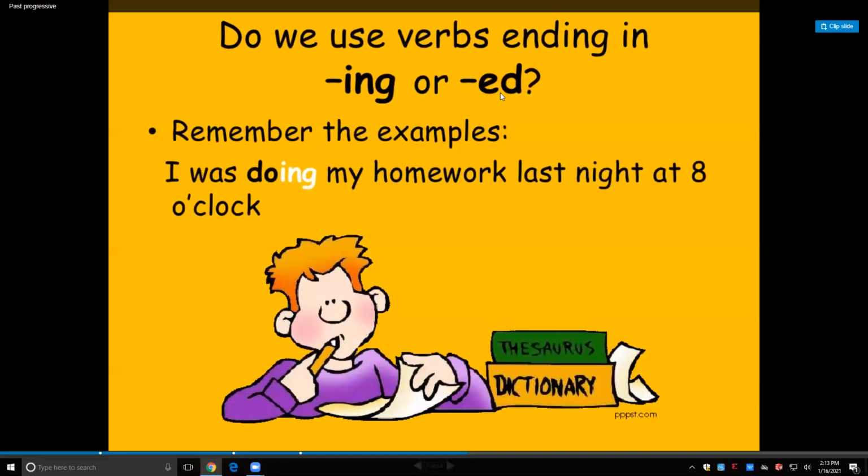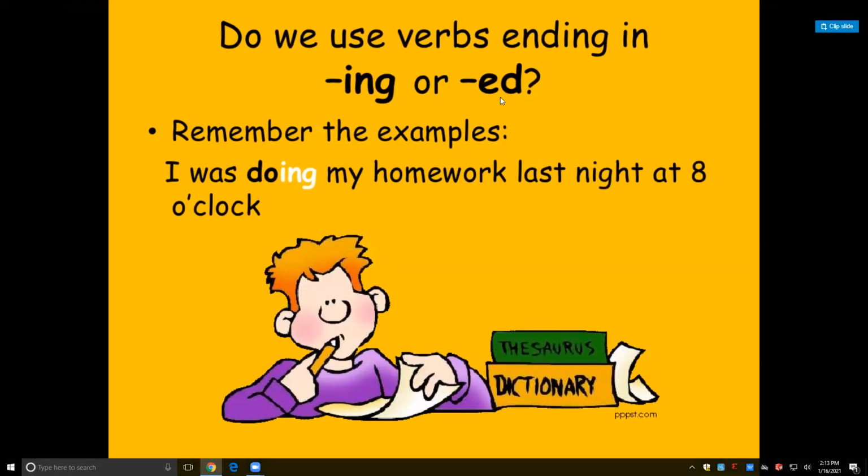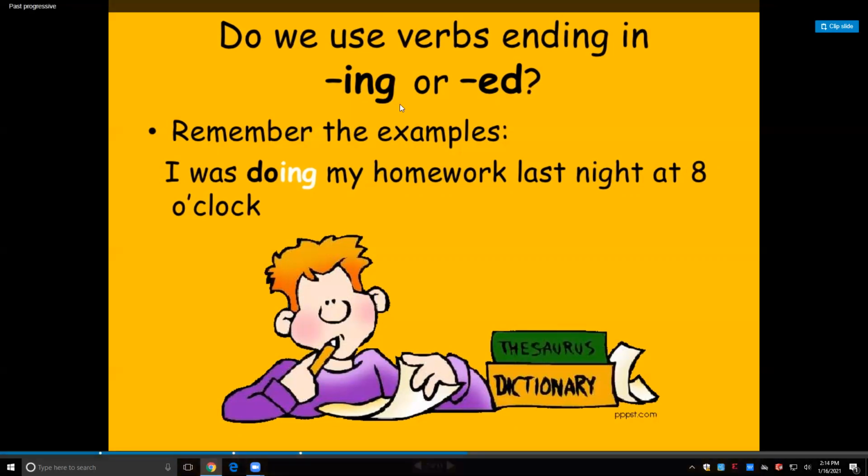So we will not be using the ed form of the verb, meaning the second or past form of the verb. That's going to be the past simple tense, and in past progressive tense we'll be using the ing form of the verb. And keep in mind that in all types of progressive tenses we'll be using the ing form of the verb. So play, playing, do, doing, go, going, come, coming. We'll be using this ing form in past progressive tense.